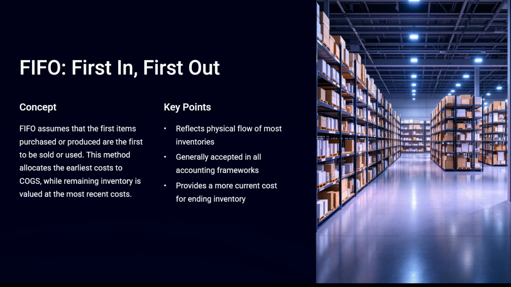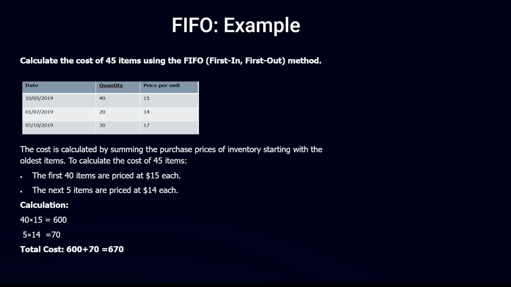So in this method, the company allocates the stock purchased in the past, starting with the oldest items. This method, FIFO, is accepted by all the accounting standards like IFRS and US GAAP, and it provides a more current cost for ending inventory. We go directly to see an example. We need to calculate the cost for 45 items using the FIFO method.